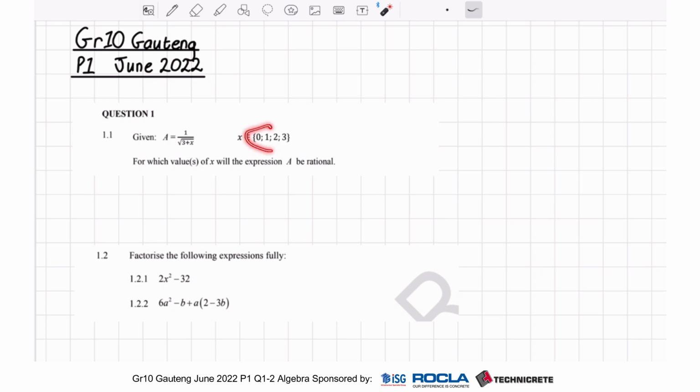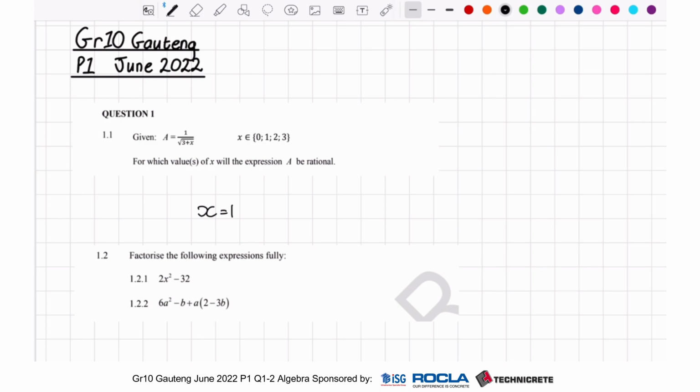So out of my values that I'm given here for x, if I add 0 to 3, I'm going to have the square root of 3, that's not a perfect square, it's going to be irrational. When I add 1, I get the square root of 4, which is 2, and then 1 over 2 is definitely going to be rational, so 1.